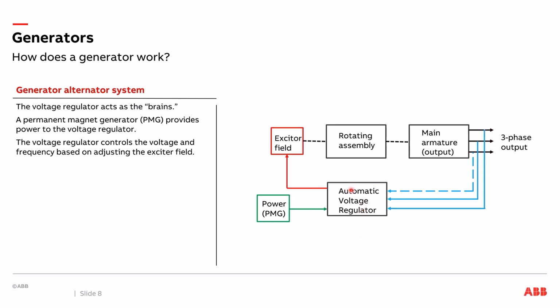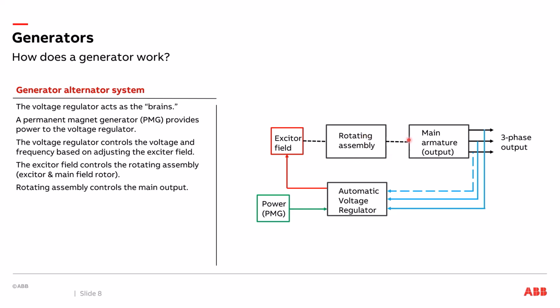How it does that is it looks at what's going on, either on a single phase or on all three legs. Then it controls the generator by sending a signal out to this exciter field right here. The exciter field controls this overall rotating assembly by controlling the exciter and the main field rotor right there. And then this part here provides the 3-phase output to your building through the main armature. The takeaway, and the reason I'm showing you this, is that this AVR is very important for the generator to function appropriately, and the way it works is by looking at the output waveform coming out of the generator and going to the building.